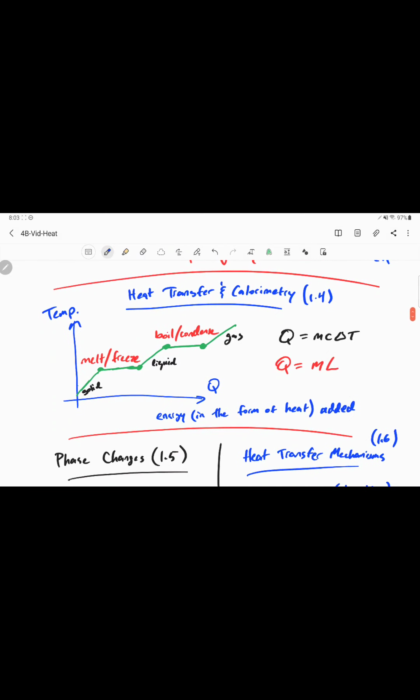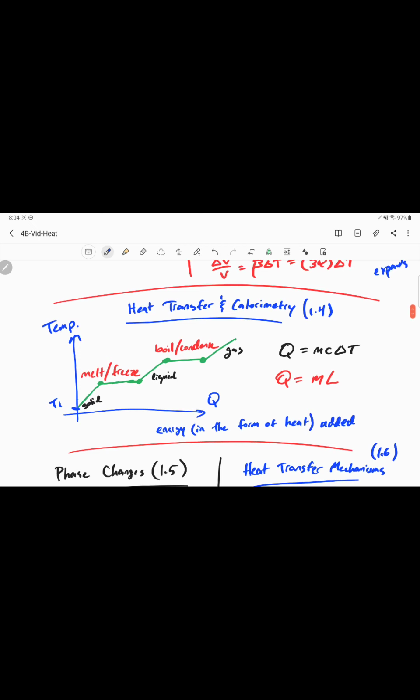Okay, heat transfer and calorimetry. If you took a substance that had some initial temperature, the initial temperature at T equals 0, and you just start heating it up, and you ask, well, what's the temperature of the object? It's going to do a few things. So what happens when you heat up an object? Well, the temperature could go up. So if you're not at the freezing point of the object, the temperature will go up.